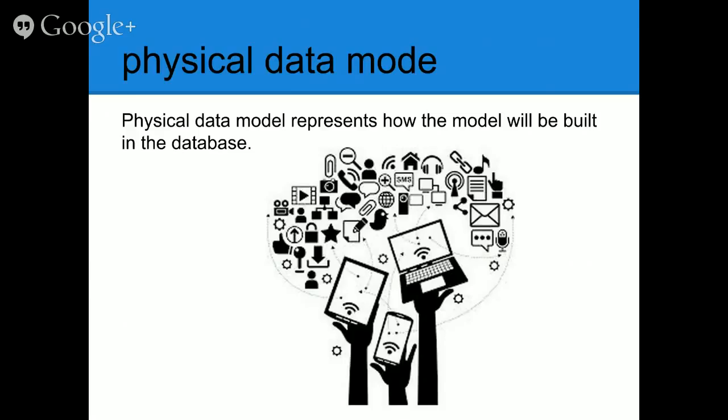The third level is physical data model. Physical data model represents how the model will be built in the database. And a physical data model shows all table structures, including column name, column data type, column constraints, primary key, foreign key, and relationships between tables.